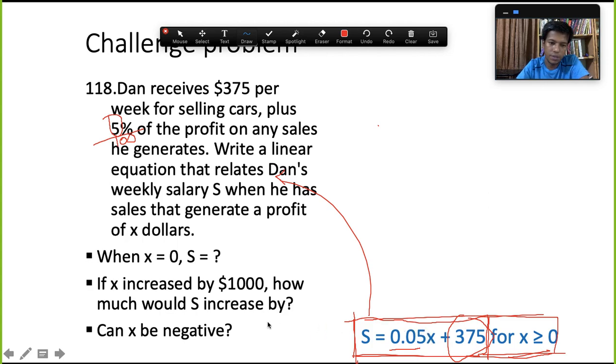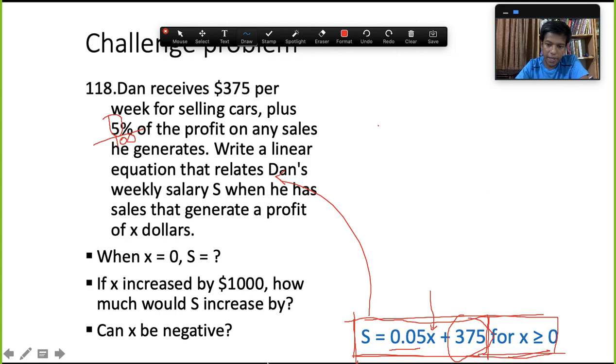So now the question is, if x equals 0, then s equals what? If you put x equals 0, then s equals just this value. If x increases by $1,000, how much would s increase by? That means if we put 1,000 here, what is the value coming here? That is the question that we will have to find out.